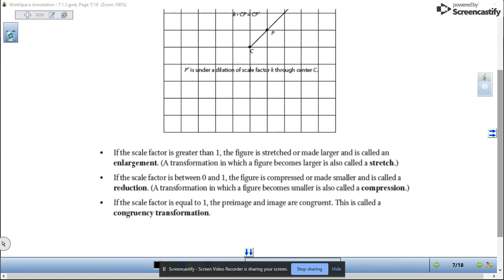If it's bigger than 1, like the example there, it's called an enlargement or a stretch. If it's between 0 and 1, it's a reduction or a compression. Those are two words that go with that. And if the scale factor is 1, that means nothing actually will change. It's the exact same shape in the exact same size in the exact same place. That's called a congruency transformation, and that's when the scale factor is exactly 1. You won't see too many of those, but it is worth knowing what it is. It's kind of like the identity transformation. You multiply something by 1 or add 0 to something, it stays what it already is.